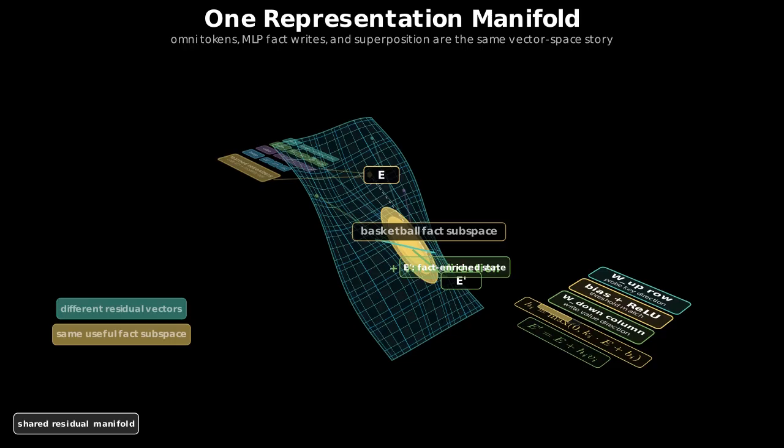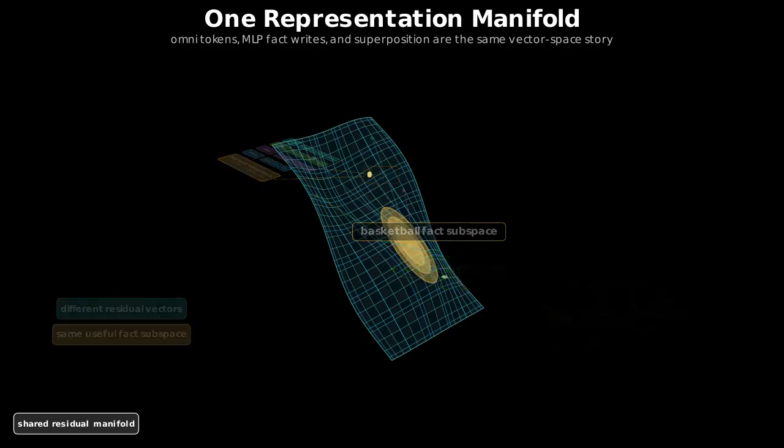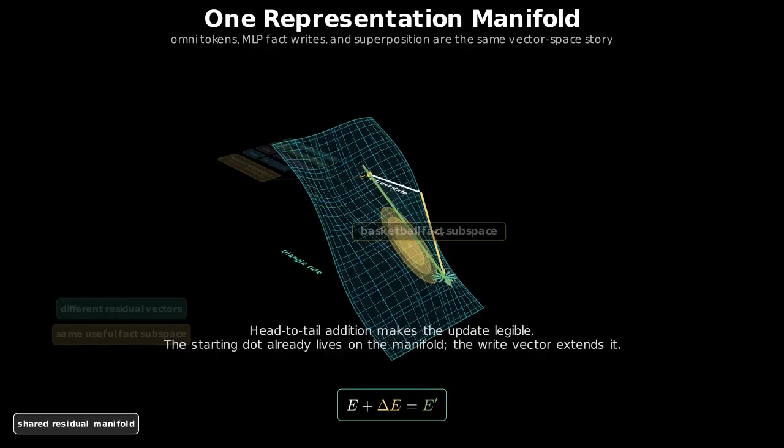Keep the 2D intuition first. Different prompts can point in different directions but still cast a large shadow on one fact direction. That shadow is enough for the model to retrieve the right association. Then lift it to 3D. A fact can become a small feature plane or subspace, not just a single line. Different roots can land at different depths while still projecting into the same useful region.